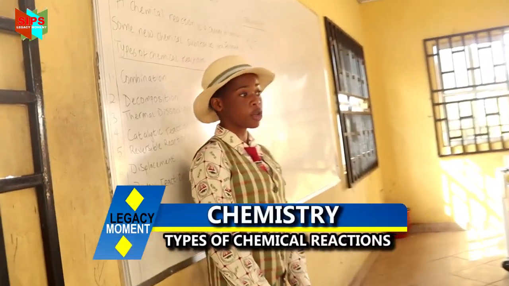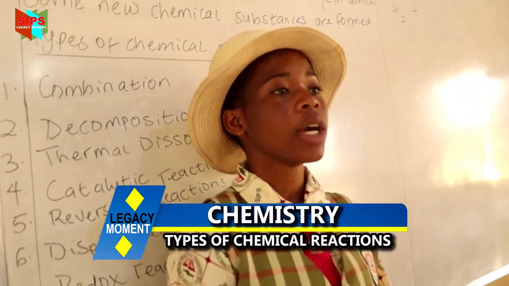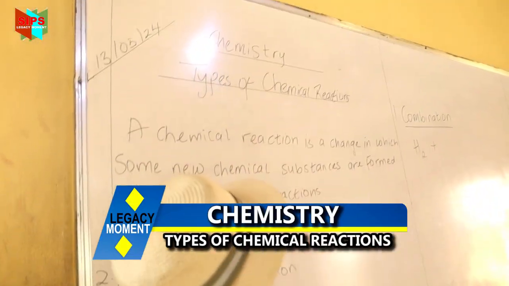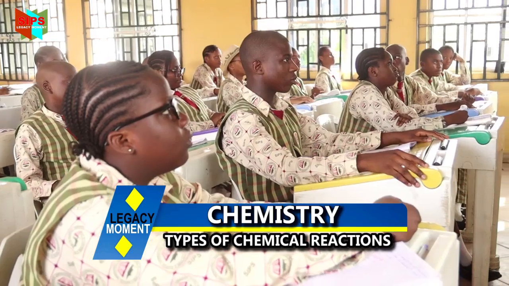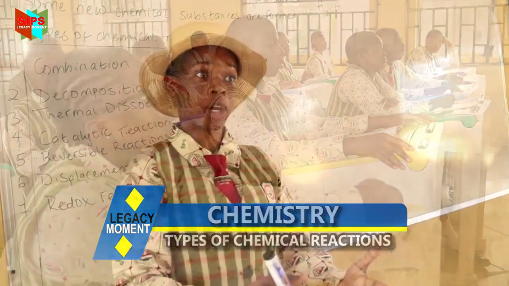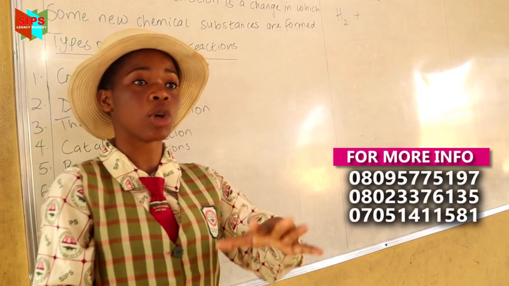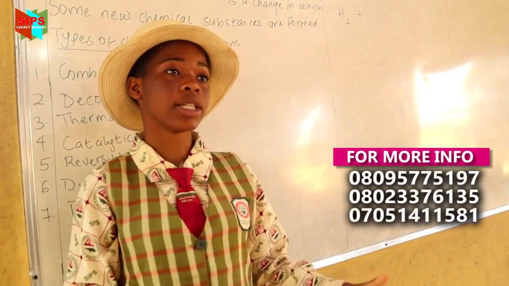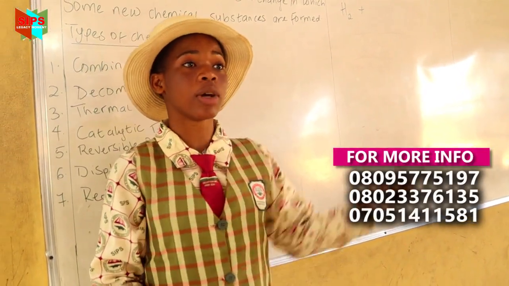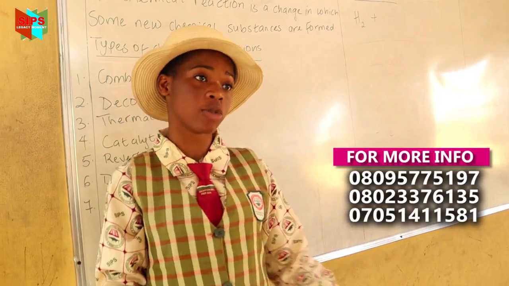My name is Precious Ojigoro, and this being SS3 week, I'm here to teach you chemistry on the topic types of chemical reactions. Now, a chemical reaction is a change in which new substances undergo to form a given product. That is, one substance and another substance, they undergo changes to form a given substance.